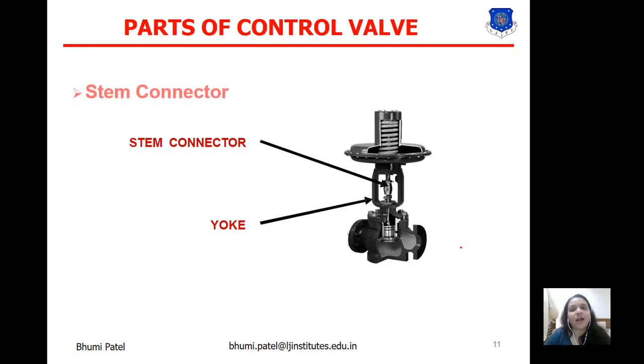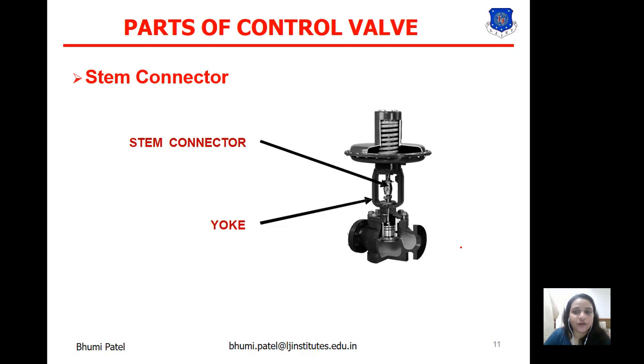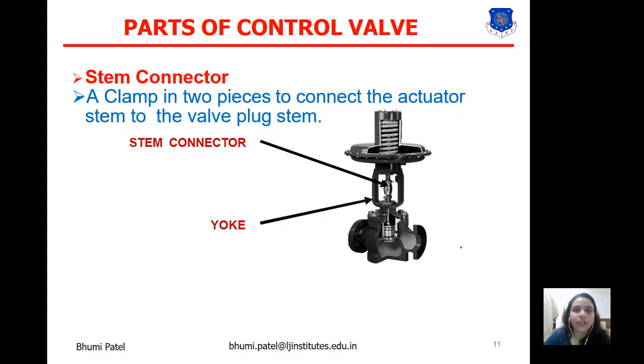Now the parts of the control valve. First part is the stem connector. Now what is the function of the stem connector? A clamp in two pieces to connect the actuator stem to the valve plug stem. So the stem connector always connects the actuator and the valve plug stem.